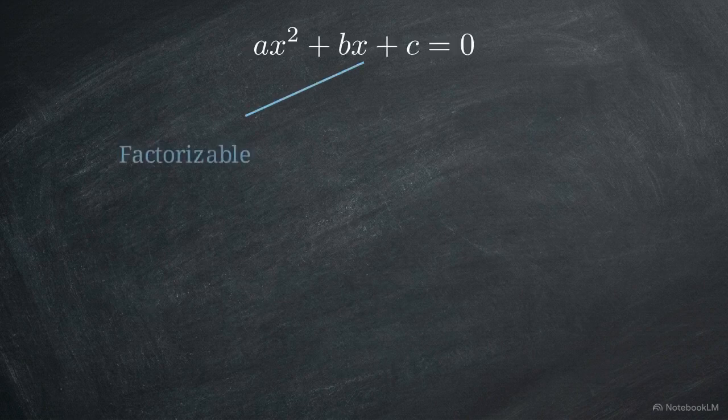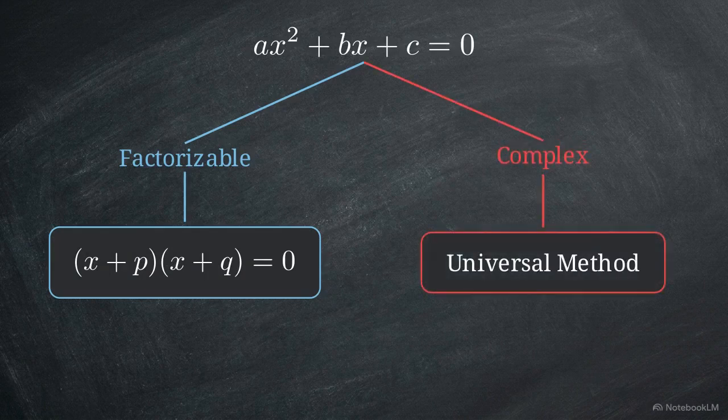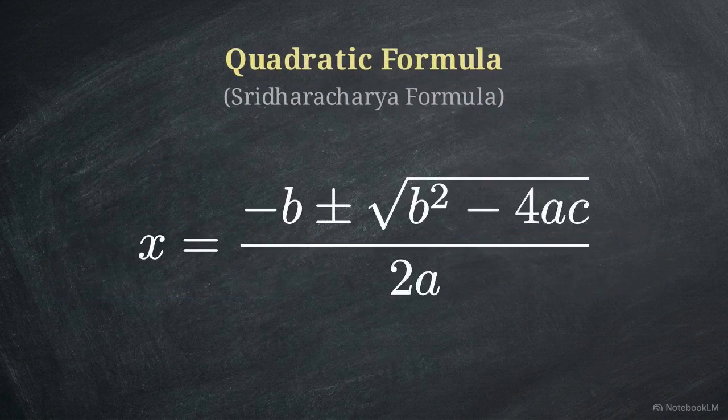Factorization is your fastest tool for equations with obvious integer pairings, but more complex numbers require a universal method. For equations that resist factoring, use the Sridharacharya formula. This quadratic formula provides a foolproof way to solve any quadratic equation, even when you need precise decimal answers.